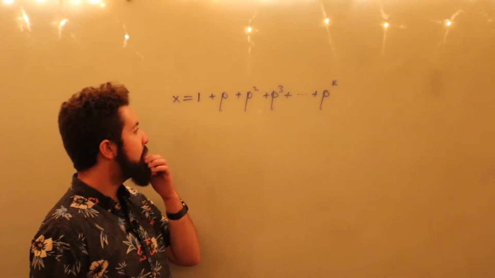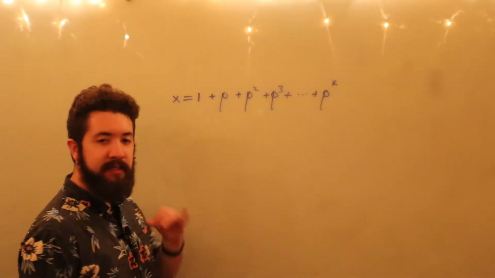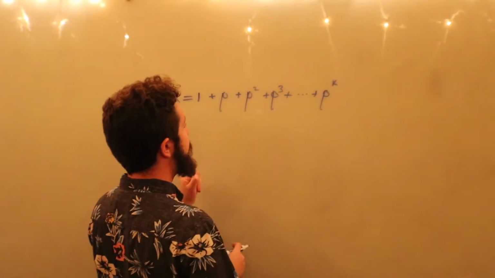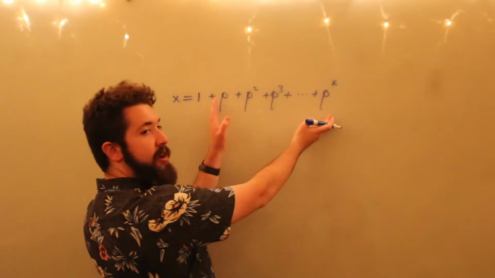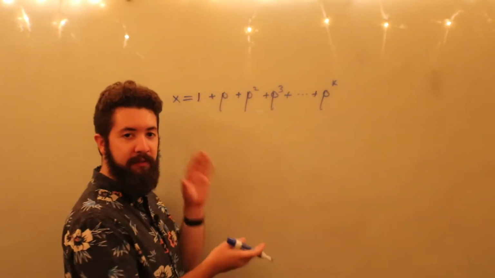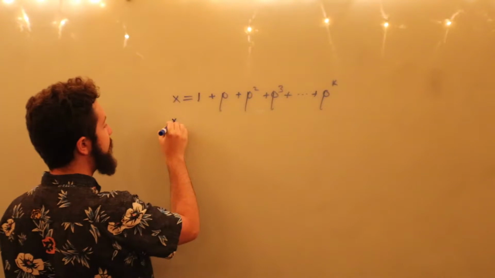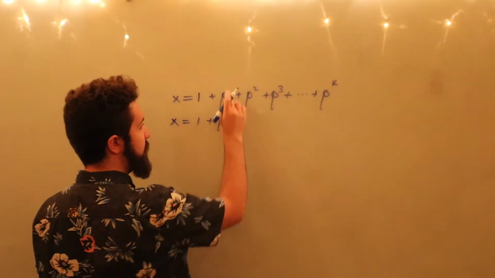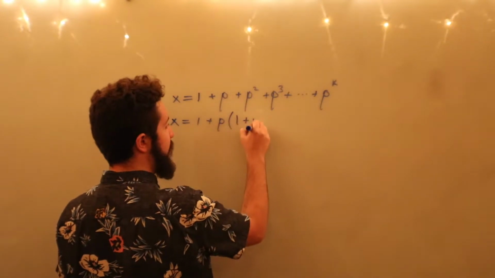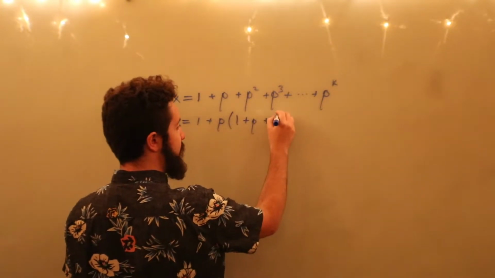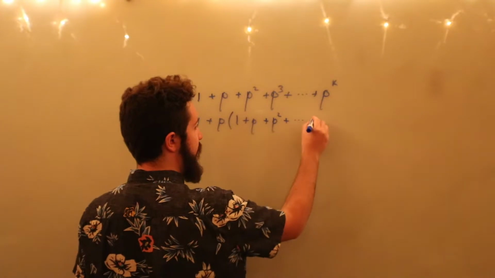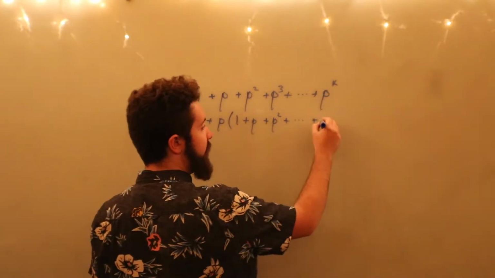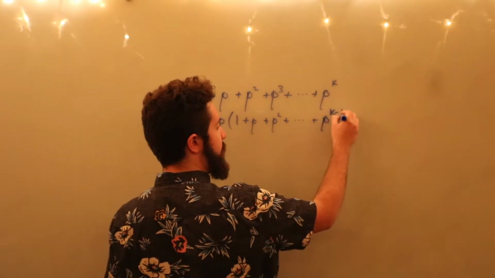Well, let's now look at what we can do here. Notice that because these are all powers of p, at least all these have a shared factor of p, which we can factor out. So x is equal to 1 plus p times, take one factor out, 1 plus p squared, plus all the way up to, and then this last one is going to have one less factor of p, so it's going to be p to the k minus 1.